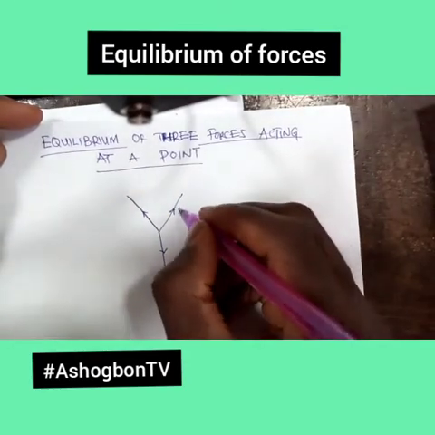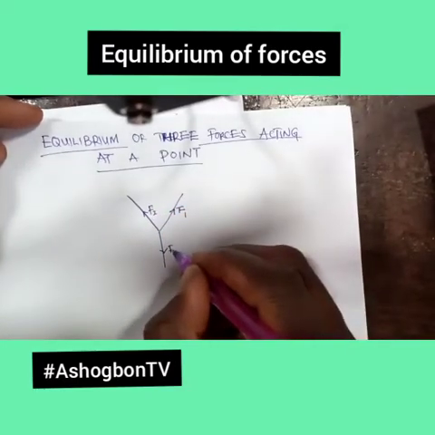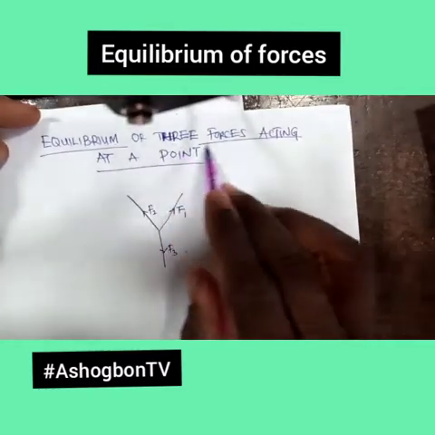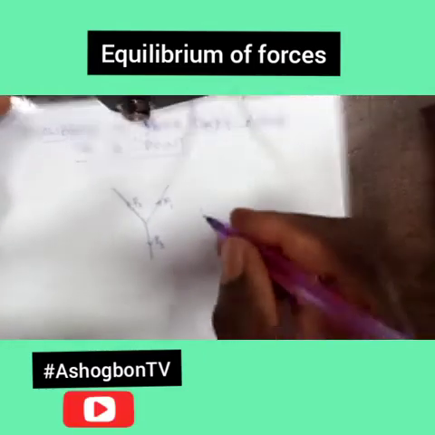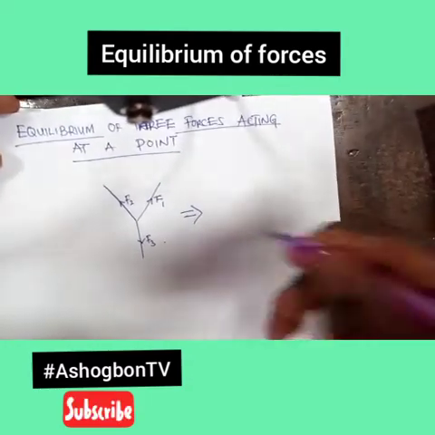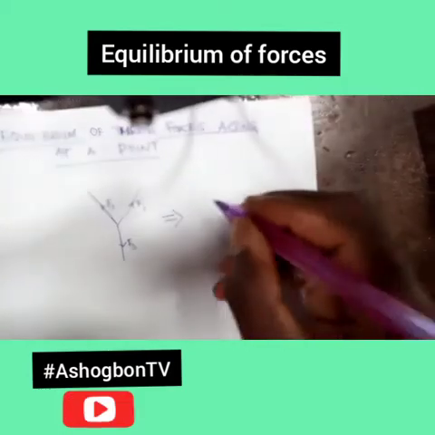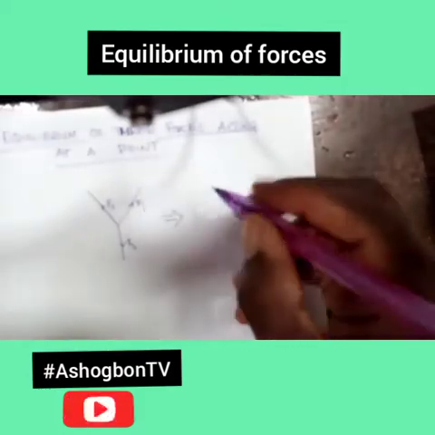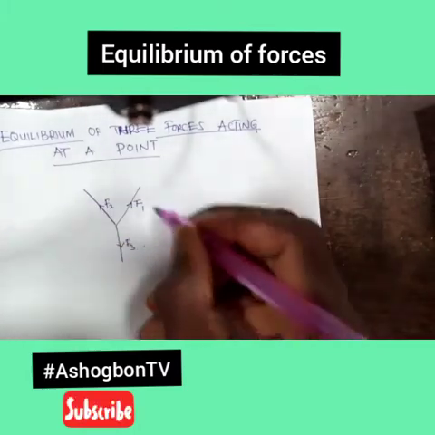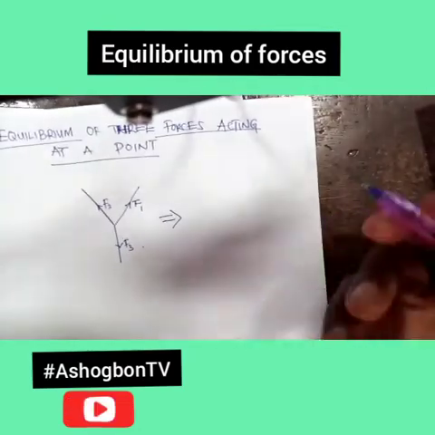Now let's assume this is force 1, this is force 2, and this is force 3. Now in this case, whenever you are dealing with equilibrium of 3 forces acting at a point, it is good for you to apply the triangle of forces. I'm going to be applying it here. I may not actually state it, but you will understand it. Now let's see. This law is telling us that we can actually turn these 3 forces into a triangle. And how do we do that?